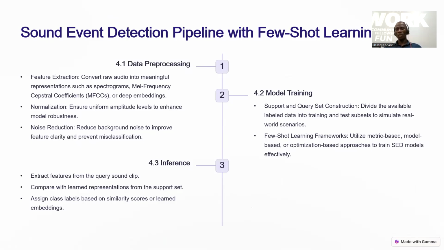Then the second one is model training. In model training, one, we have the support and the query set. So we divide the available labeled data into training and test subsets to simulate the real world example. The training set will be the support set. Then the test set will be the query set. So we use this to come up with our model so that it can also be applied in the real world.